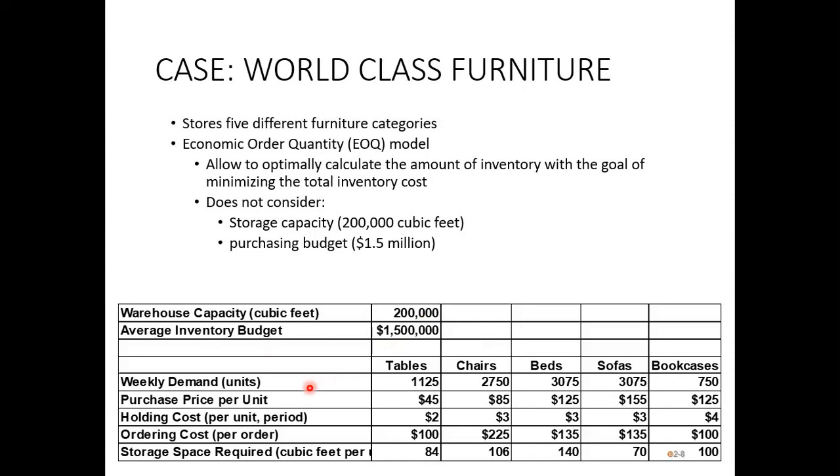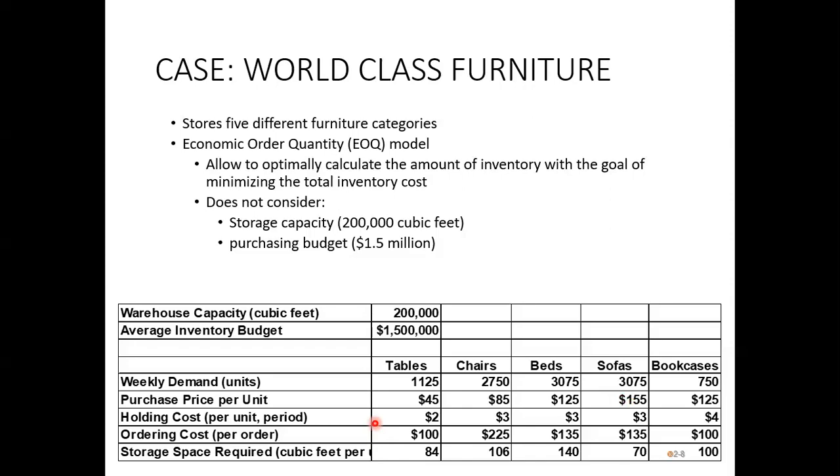Weekly demand is 1125 for table, for chair it is 2750, for beds is 3075, for sofa is 3075, for bookcase is 750. Purchasing price per unit is $1.45 for table, for chair it is $1.85, for beds $125, sofa $155, bookcase is $125.